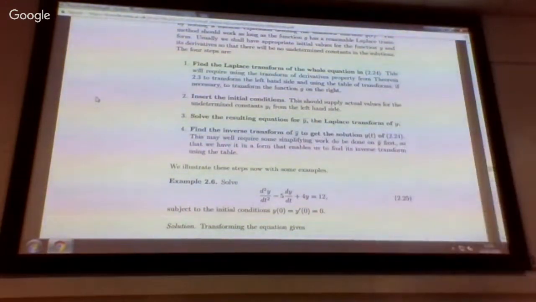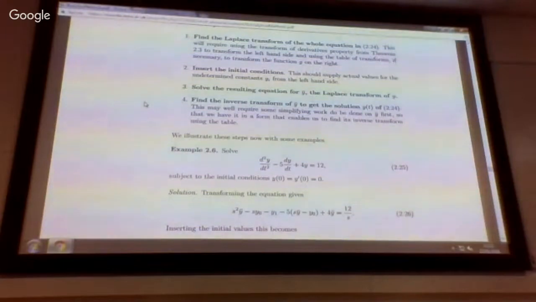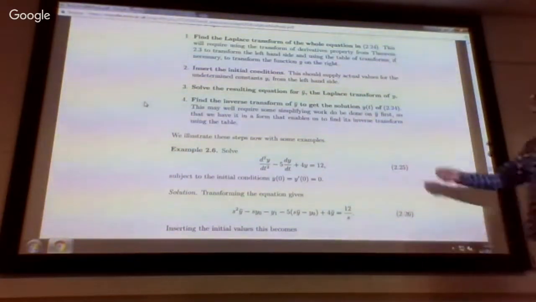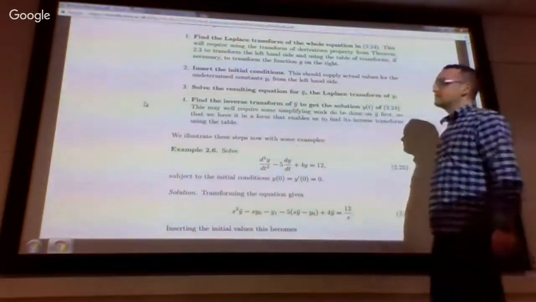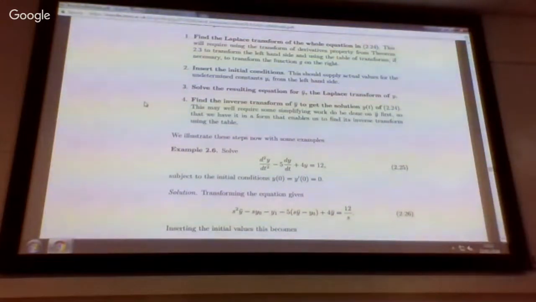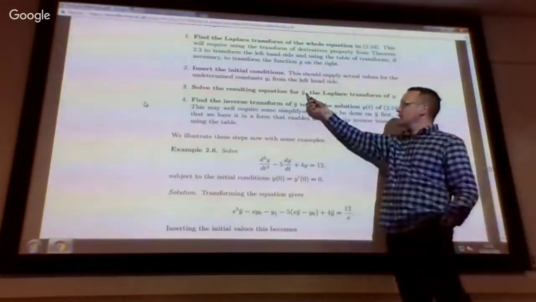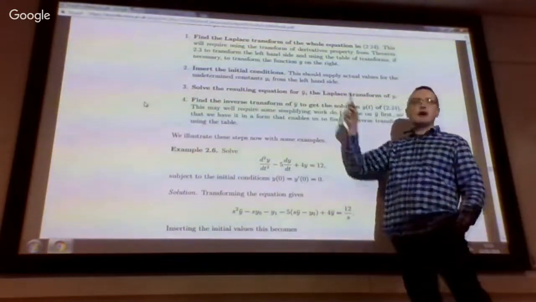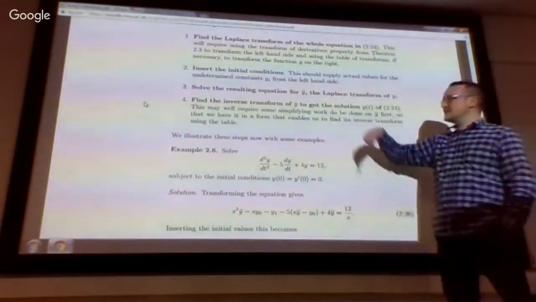In other words, the Laplace transform of the solution y, which we're trying to find. So we solve the transformed problem to get a solution for y bar. The y bar is a function of s, so we'll get some kind of function of s as the solution for y bar. And then the final step is we take the inverse transform. Once we've identified the function y bar as a function of s, we can take its inverse transform.